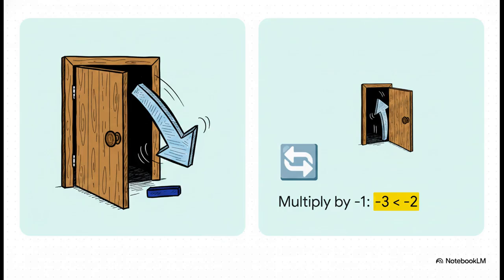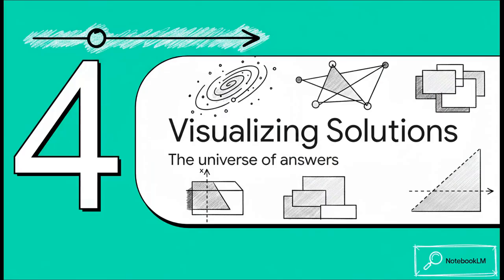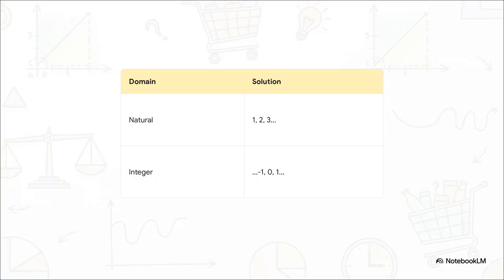It's literally the number one place people make mistakes, so lock that rule in your memory for sure. Section 4, Visualizing the Solution Range, the Universe of Answers. Normally, when we solve an equation, boom, we get one neat answer, like x equals 5. Done. But in inequality, it opens up an entire universe of possibilities. And what's really interesting here is how the context changes that answer.